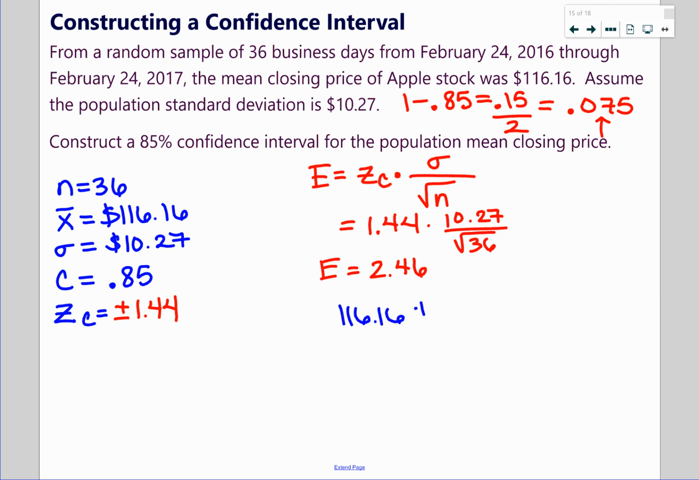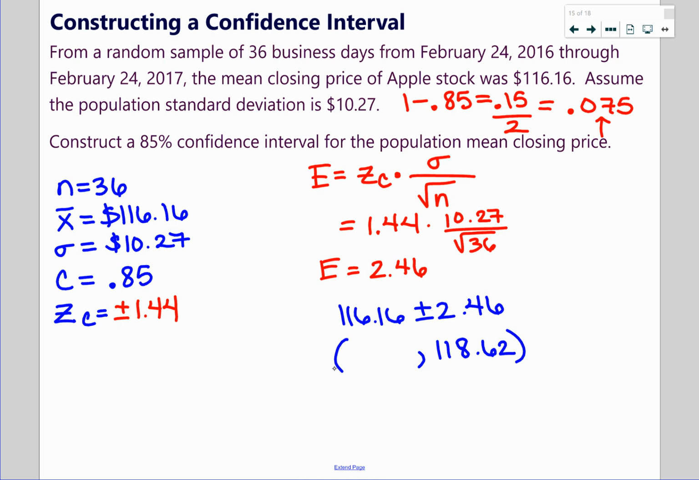116.16, and we're going to add and subtract that margin of error. When I add it, that's going to be the upper end of my confidence interval. When I subtract it, it's going to be the lower end of my confidence interval. So 116.16 plus 2.46, on the top end, I'm going to get 118.62.